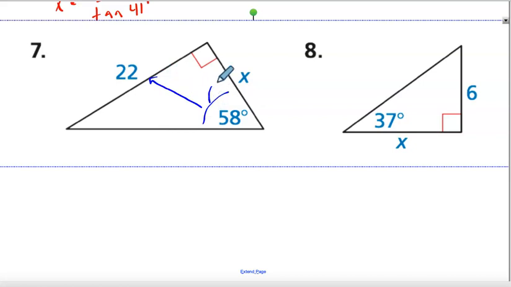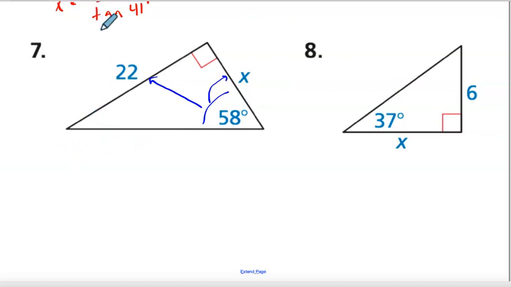I have the opposite, I have the adjacent, which tells me to use the tangent ratio. So that's how I'm deciding whether to use tangent, sine, or cosine. But obviously you guys have only done tangent so far, so we're using tangent. When I have the opposite and the adjacent, then I know I need to use the tangent ratio. And this is going to be the same thing here.